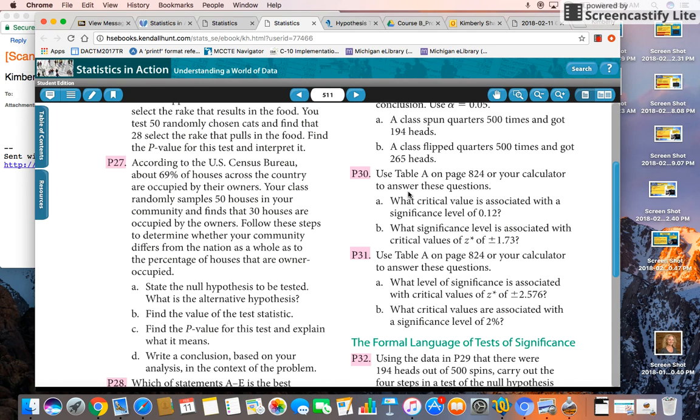It says, use table A on page 824 or your calculator to answer these questions. What critical value is associated with a significance level of 0.12? And what significance level is associated with a critical value of z star plus or minus 1.73? So I wanted to start with this question first.